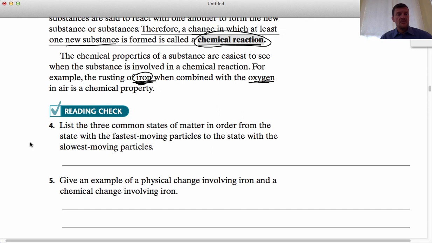Okay? All right, go ahead and answer reading check questions 4 and 5.